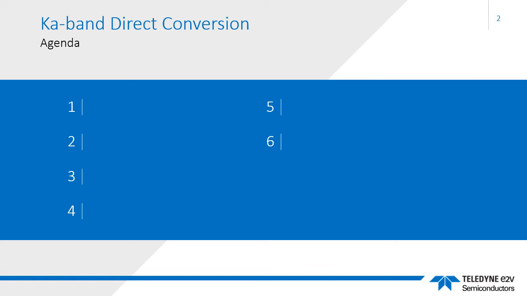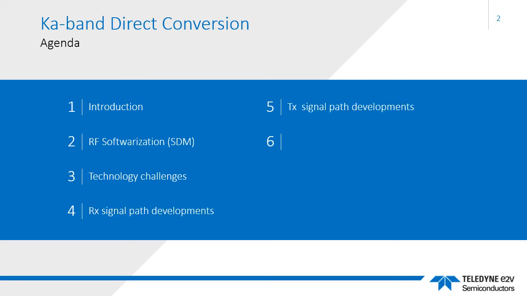Let me take a few moments to review the agenda. Firstly, we'll look at some of the key industry trends and applications for Ka band usage. I will then introduce RF Softwarization, which lies at the heart of software-defined microwave technologies. Then I'll briefly cover some of the technology challenges faced by developers of microwave radio systems today, before taking a brief look at how both the receive and transmit signal paths are being innovated. In particular, I'll introduce a four-stage product roadmap destined to yield the industry's first Ka band SDM solution.